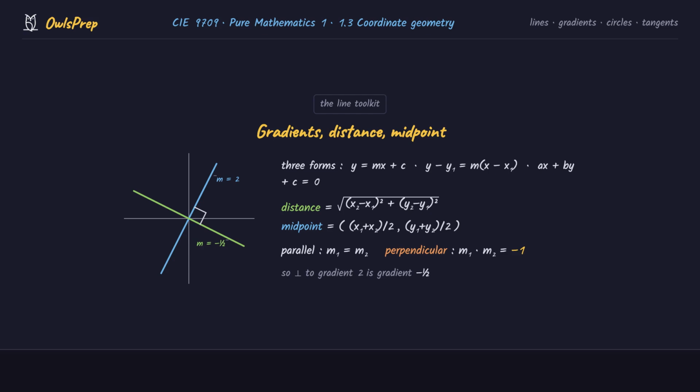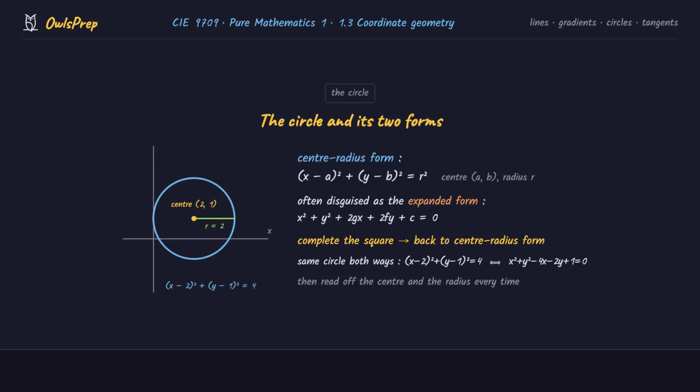Parallel lines have equal gradients. Perpendicular lines have gradients that multiply to minus 1. So if one gradient is 2, the perpendicular gradient is minus 1/2. That minus 1 rule is worth memorizing. It turns up everywhere. Next, the circle.